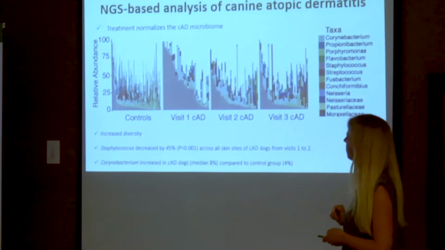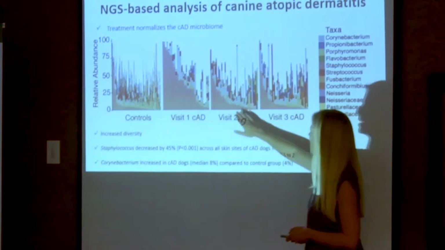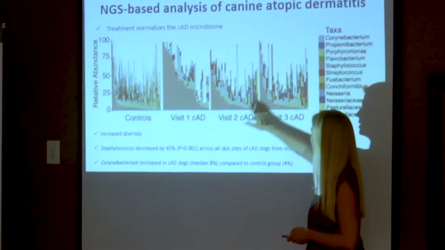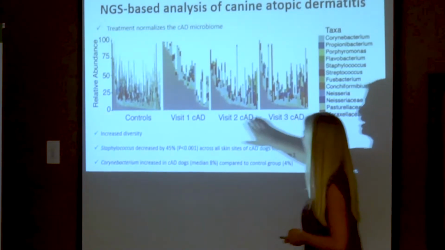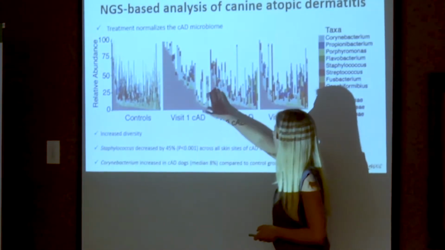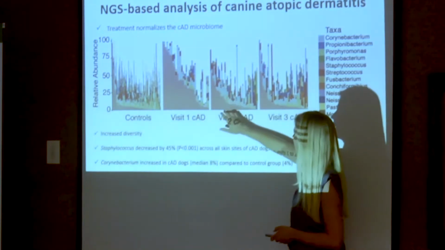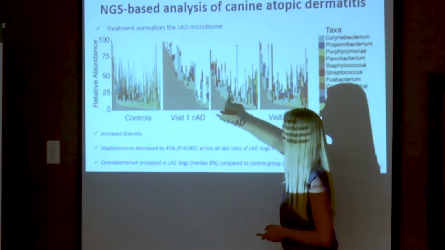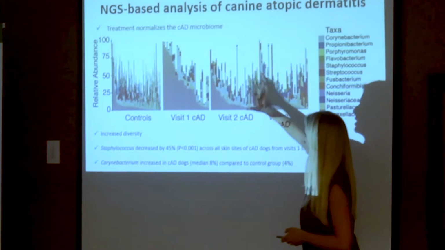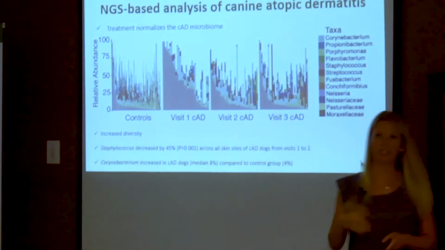And that normalized over time. So this is right after antibiotic treatment, and this is at the washout point. And you can see the amount of Staphylococcus did go down, and Corynebacterium here increased a little bit, and overall the diversity in those different samples increased.